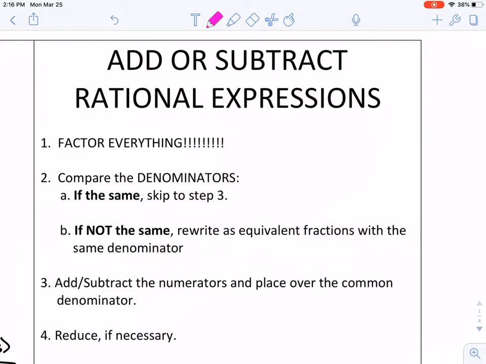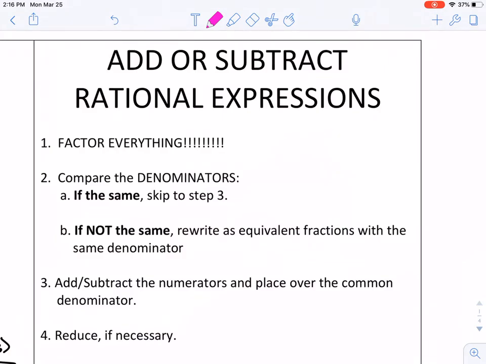So our rules here: factor everything just like we've been doing. Compare the denominators. If they are the exact same, you can skip to step 3, which is add or subtract the numerator and then place over the common denominator. The thing to remember is that the denominator does not change its value when you add, only the numerator. If they're not the same, then we have to multiply by our special 1 to get the denominators the same so that we can add the numerators. And the fourth one, reduce if necessary. That rarely happens, especially if you look to reduce first after factoring, then you should be fine.